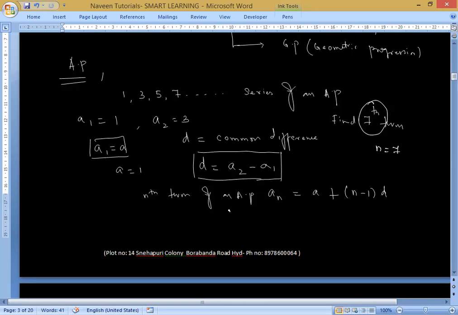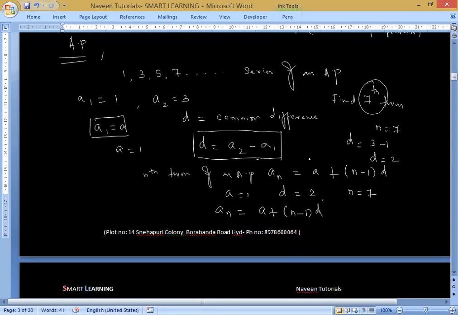So the value of A is 1. What is the value of D? D is equal to A2 minus A1, that is 3 minus 1, so D is equal to 2. I have to find the 7th term, so N is equal to 7. So what is the formula? An is equal to A plus N minus 1 into D.